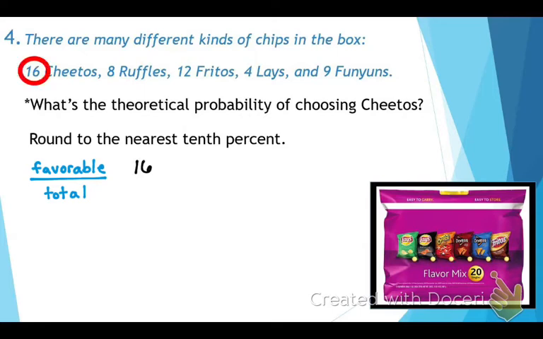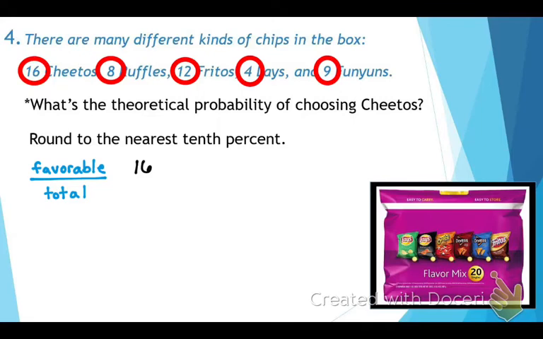Divided by, how many total were there? 16 plus 8 plus 12 plus 4 plus 9. Here's what happened on the quiz. A lot of people multiplied all those together. But let's think about it. If I want to know how many kids are in our class, and there's 5 boys and 7 girls, how many total students are there? 12. You just add them together. Don't multiply them. Add them.